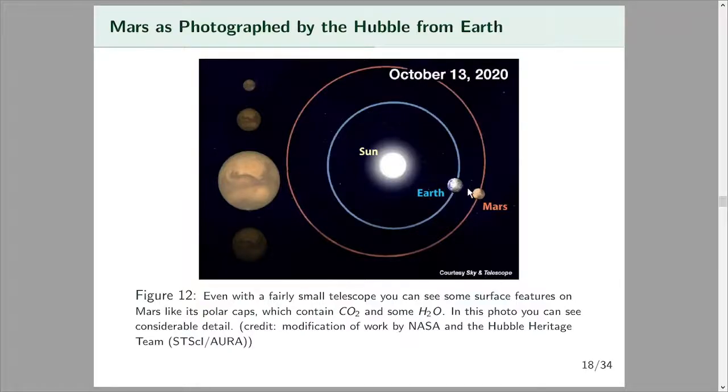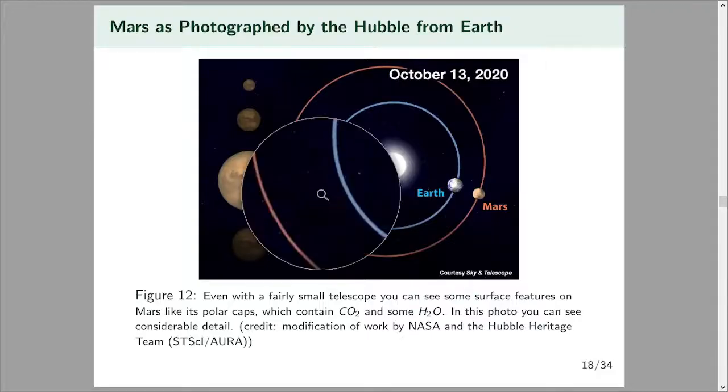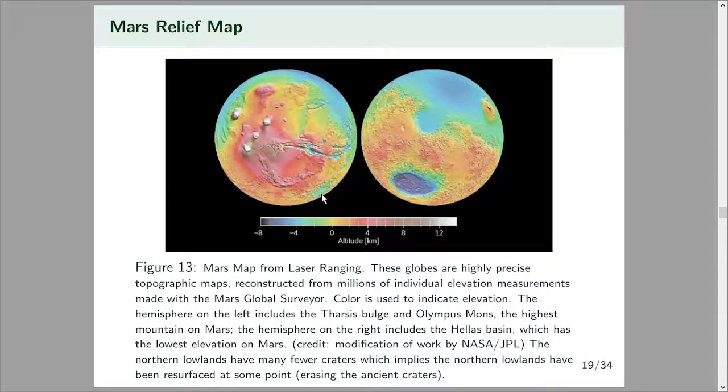Here's a nice picture of the conjunctions, an opposition. There we go. So here's a surface map of Mars. These globes are highly precise topographical maps constructed from millions of individual elevation measurements made by the Mars Global Surveyor. We've got a probe that was going around Mars measuring the elevation of its entire surface so we can get a good surface map. Color is used to indicate elevation.